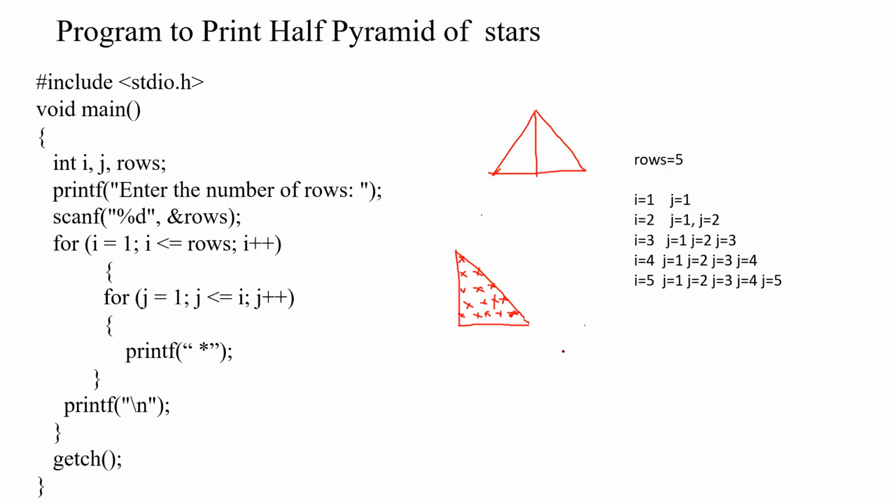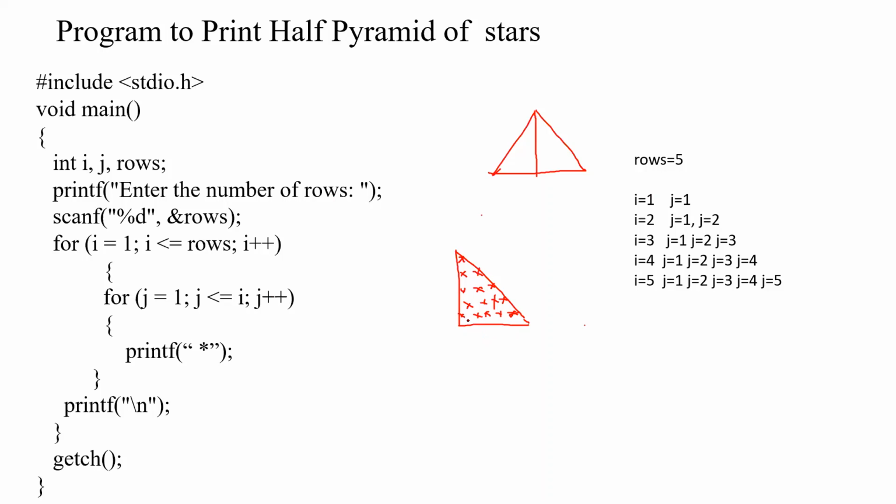Are you all getting? So whenever, are you able to listen? Okay. So whenever we enter the number of rows as 5, you should be getting 5 rows. The first row should have a single star, the second 2, the third 3, the fourth 4 stars, and in the fifth it should be 5 stars.